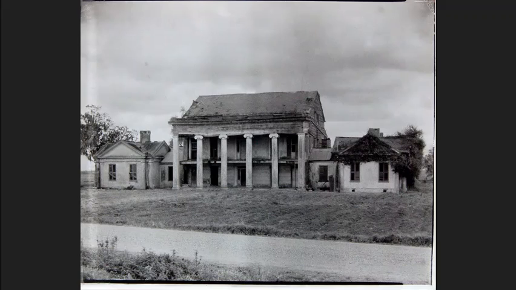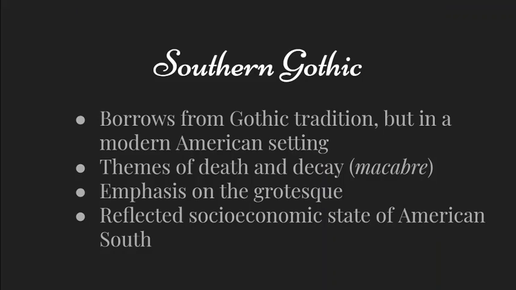I really like this picture I'm showing you. This is an old plantation house, and if you look closely, you can see that it has clearly fallen into ruin. I mentioned that Gothic literature emphasized ideas of death and decay. So American writers were looking at the South and at what was happening post Civil War during that Reconstruction era, and what they saw was decay. And so a lot of writers started to experiment with this new genre that we call Southern Gothic.